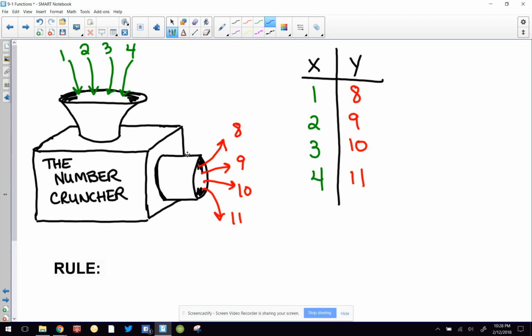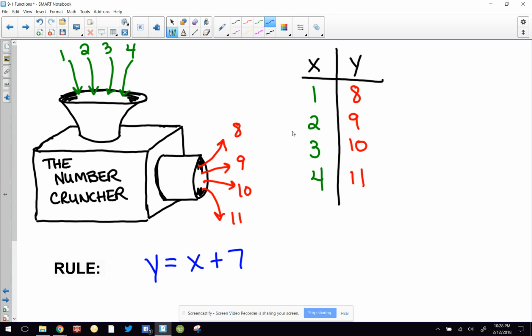Here again, I used 1, 2, 3, and 4 as my domain or my input values or my x values. And here are my outputs. I put a 1 in, I get an 8 out. I put a 2 in, I get a 9 out. I put a 3 in, I get a 10 out. I put a 4 in, I get an 11 out. Can you guess what the rule for this function is? y equals x plus 7.